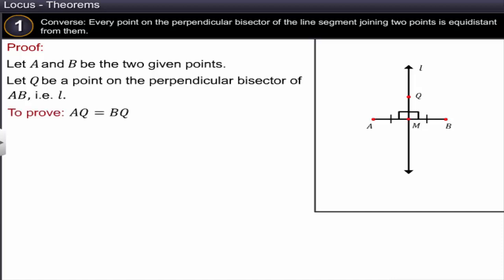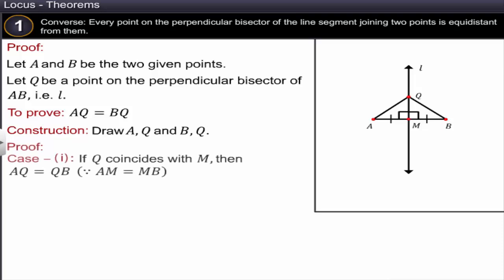Join A and Q and B and Q. If Q coincides with M, then AQ is equal to QB, since AM is equal to MB. This shows that point Q is equidistant from A and B.